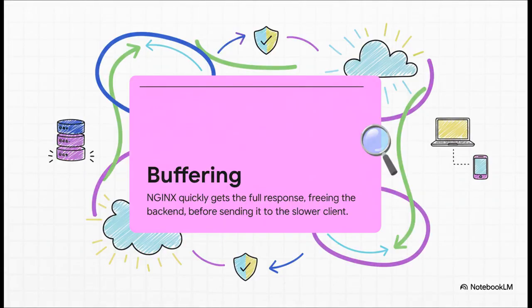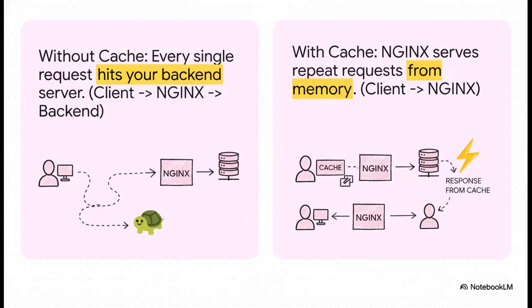Well, the first tool in our belt is something called buffering. And the best part, it's usually on by default. What it does is pretty clever. NGINX will grab the entire response from the backend as fast as it can, hold on to it, and then slowly feed it to the client, who might be on a slower connection. This frees up your backend worker immediately. It's like, okay, I got this. You go handle the next person in line. Super efficient. But the real game changer is caching.